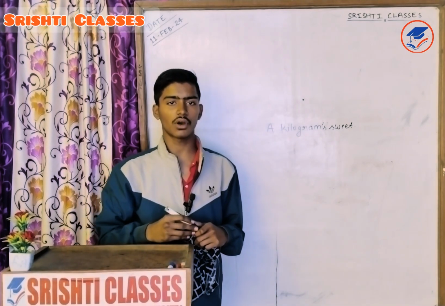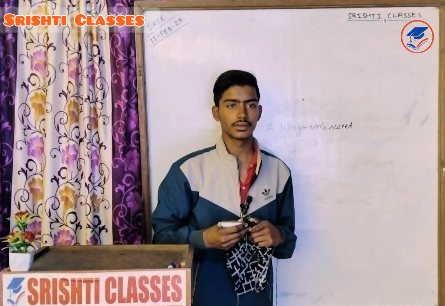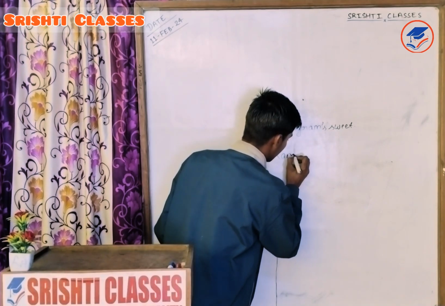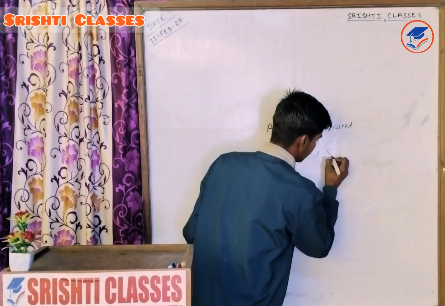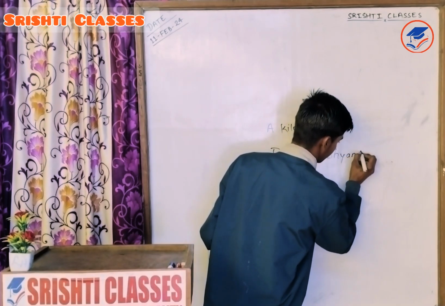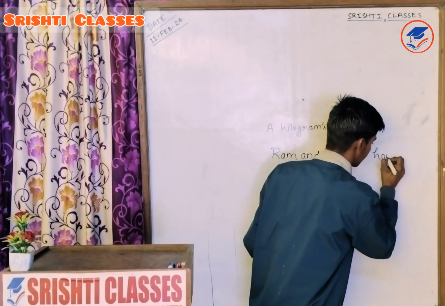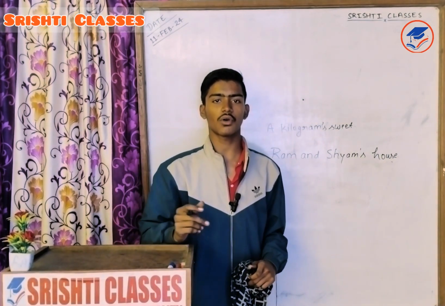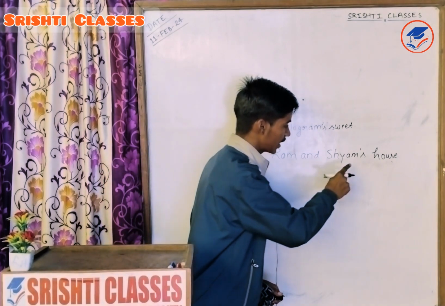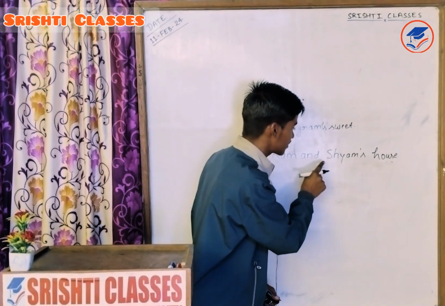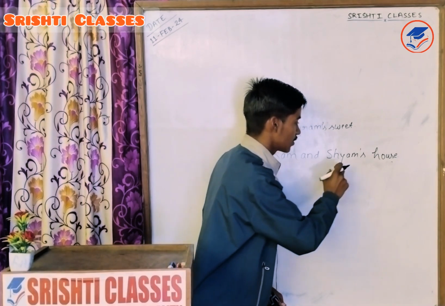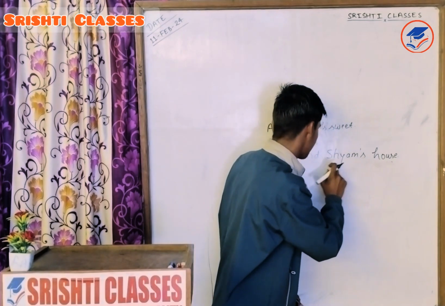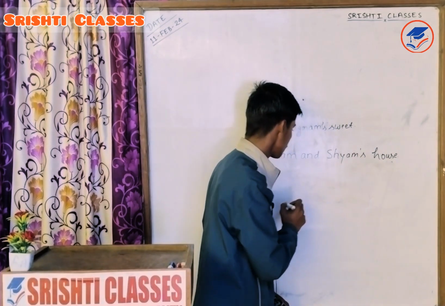We use apostrophe s to show joint possession at the end of the last word, like Ram and Shyam's house. If we want to show the joint possession, then we use apostrophe s at the end of the last word. Here in the sentence, Ram and Shyam's, they are plural in number. Then we use apostrophe s at the end of the last subject, that is Ram and Shyam's house.